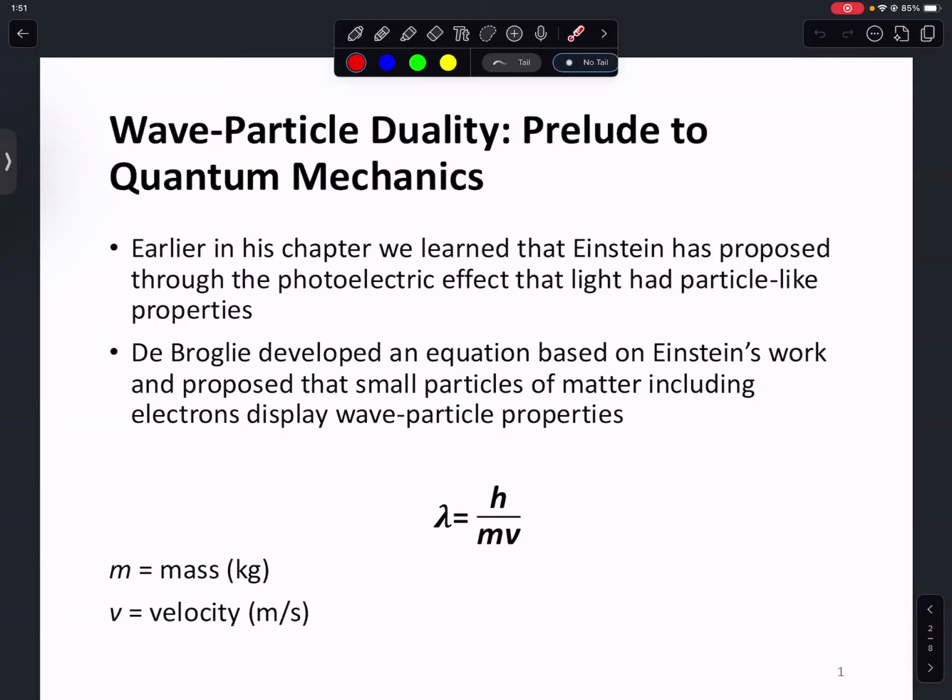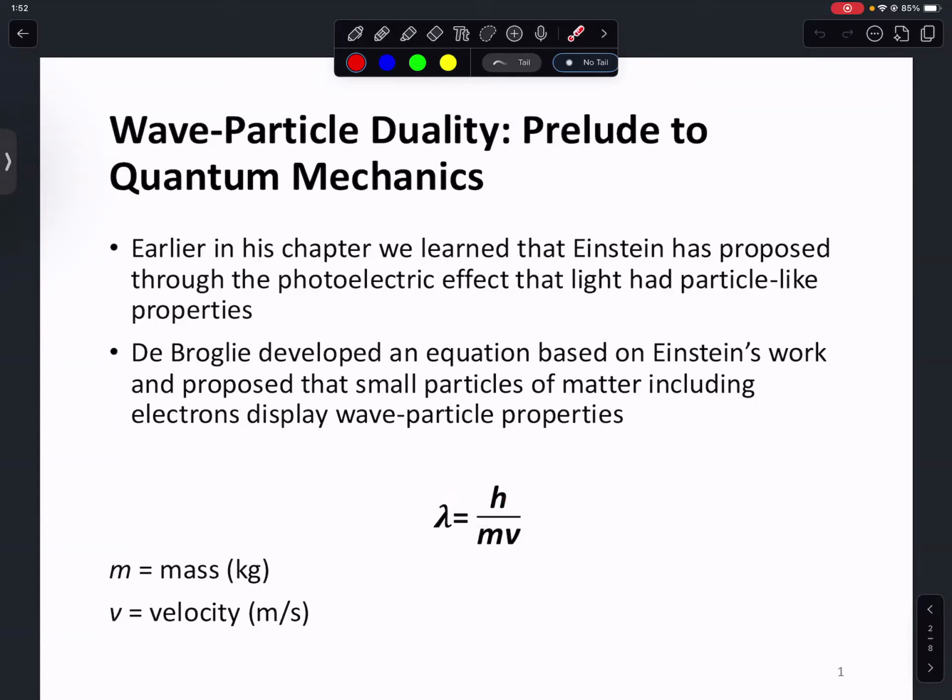But based on that work, de Broglie collaborated with Einstein to develop an equation that is proposed for mainly small particles. So it can be electrons or even neutrons, aka subatomic particles. And this equation is right here, where the wavelength equals Planck's constant divided by mass times velocity.